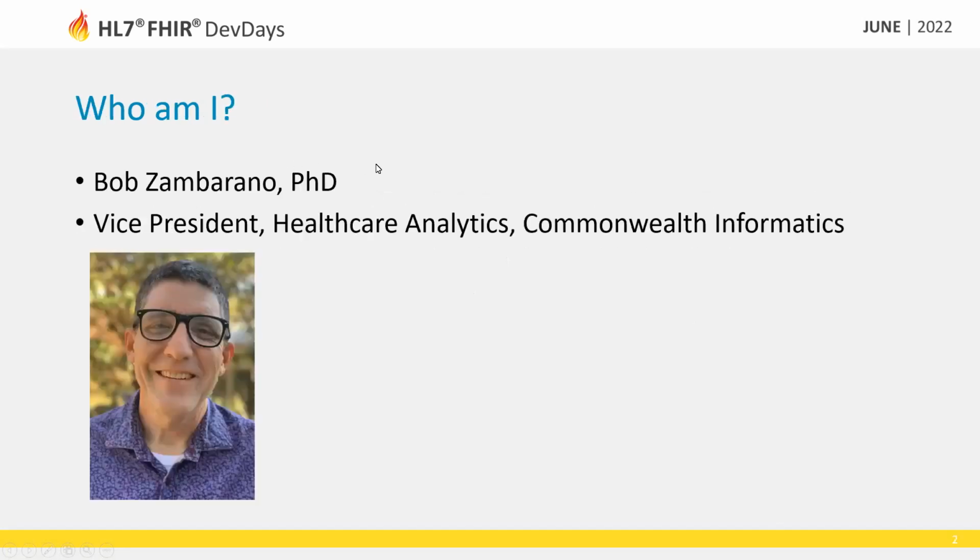Who am I? I'm Bob Zambarano, PhD. I'm the Vice President of Healthcare Analytics at Commonwealth Informatics. We're a small software and healthcare data consulting company out of Waltham, Massachusetts. I typically work remotely from Austin, Texas. I'm currently in Maine, in the Rockland area.